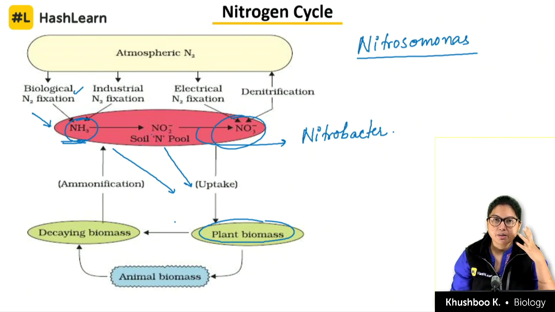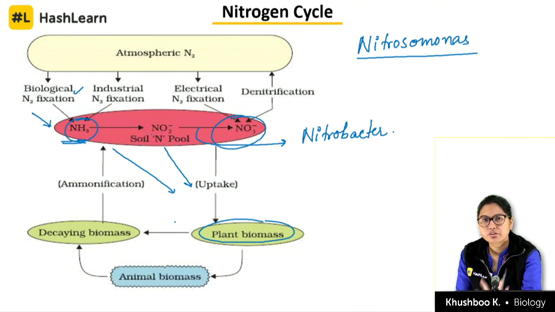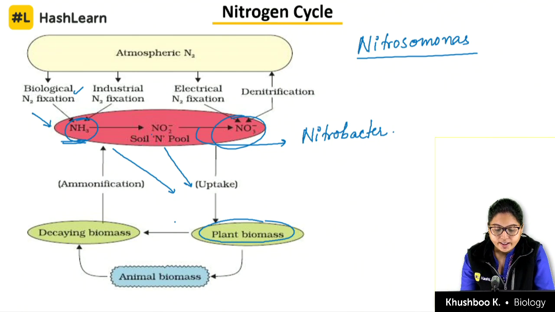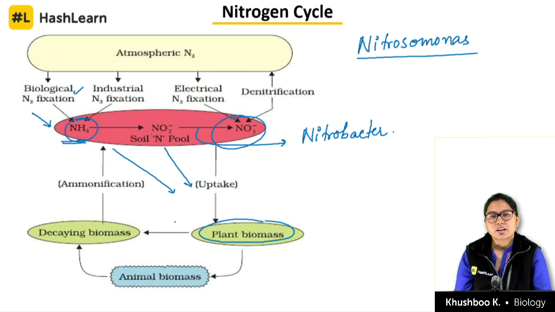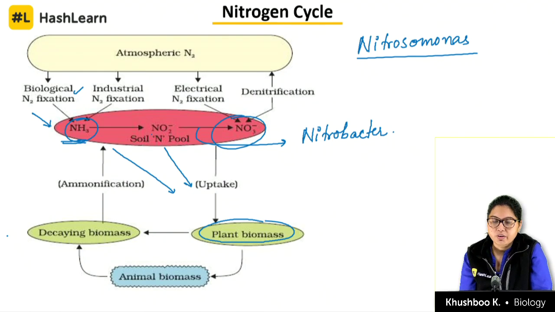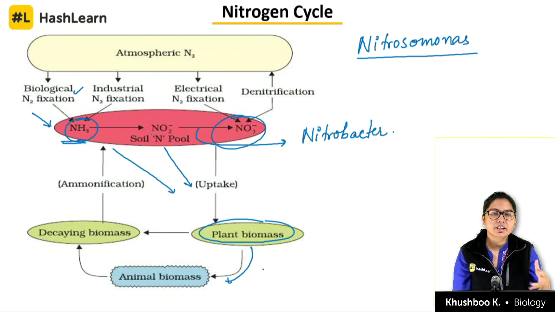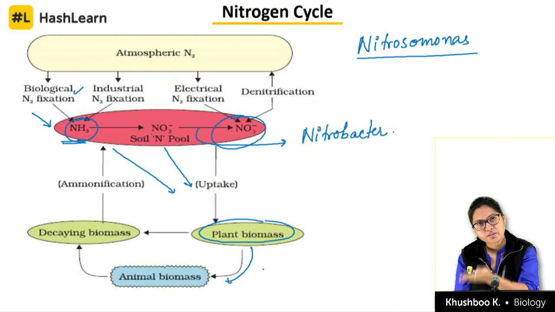Now that nitrogen will be utilized by the plant and converted into plant biomass. That means it will become a part of plant protein or plant nucleic acid, and then we have vitamins and chlorophyll. In all these places this nitrogen will be used. Once the plant dies or the senescent leaves fall, that forms the decaying biomass, along with the animal biomass also, because animals are directly or indirectly dependent on plants. So from there that nitrogen moves to animals also.